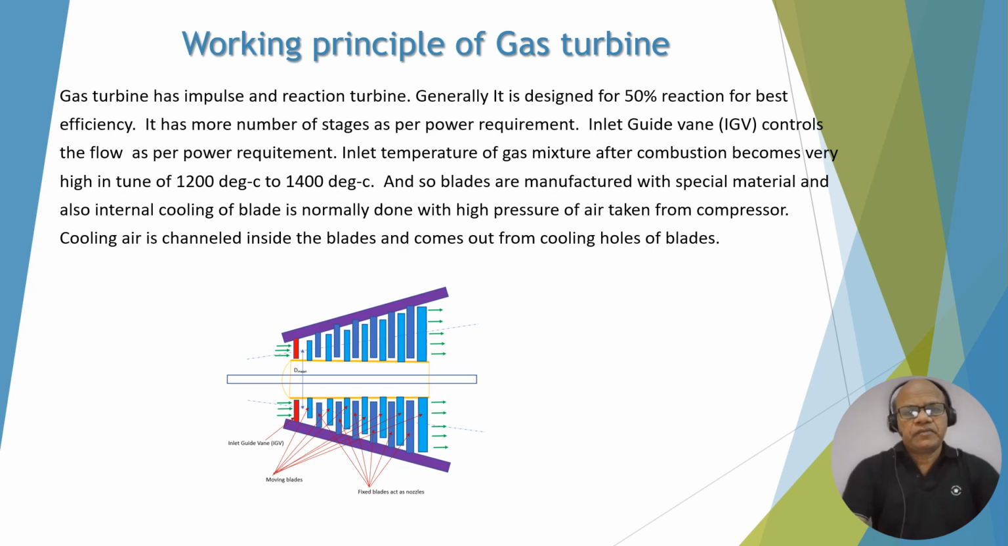And since inlet temperature of gas mixture after combustion becomes very hot, in the tune of 1200 degrees Celsius to 1400 degrees Celsius, blades are manufactured with a special material, and also internal cooling of the blade is normally done with high pressure air taken from the compressor itself. Cooling air is channeled inside the blades and comes out from the cooling holes of the blades.